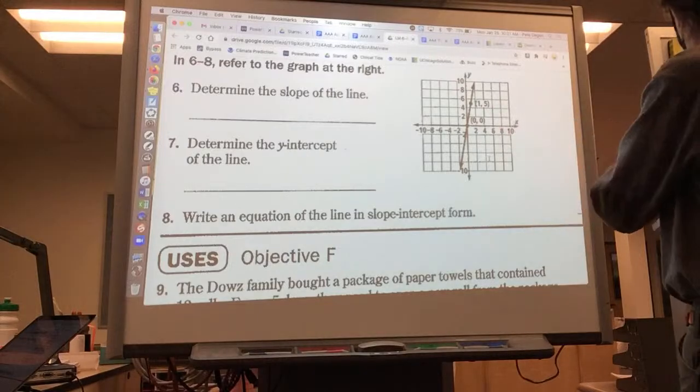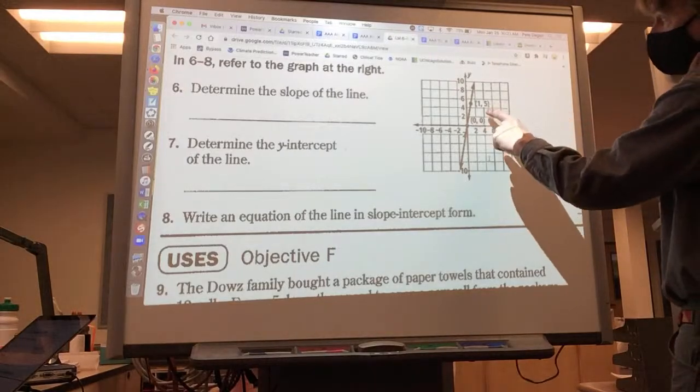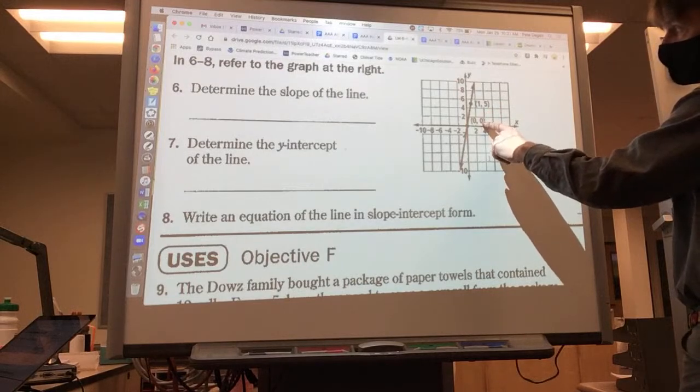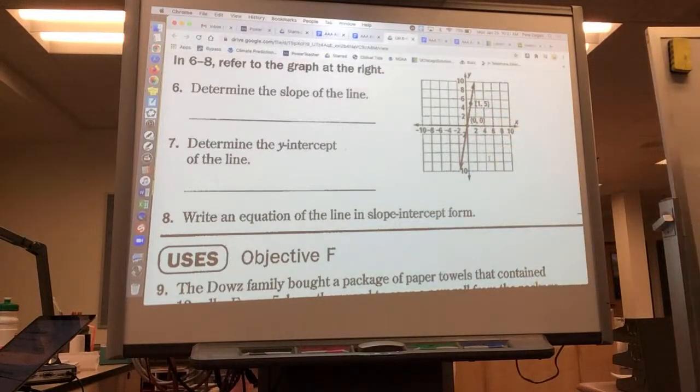So if you wrote this all out, it would be 5 subtract 0 divided by 1 subtract 0. So the slope is 5 over 1, or just 5. And then what is the y-intercept? It's 0. So the equation of the line will be y equals 5x. That's all. Just y equals 5x. We don't have to say plus 0.